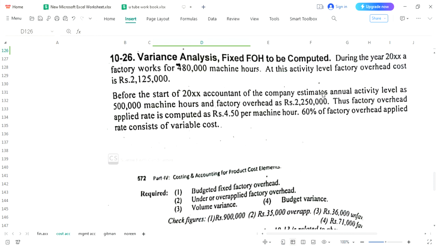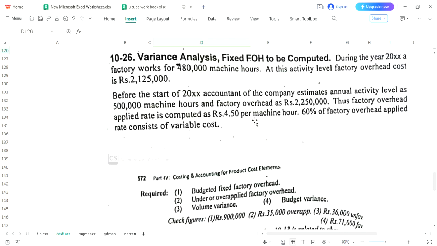The accountant of the company estimates annual capacity level as 5 lakh machine hours. So budgeted or estimated hours we have found out, and factory overhead is 22 lakh 50,000. Factory overhead rate is 4.5. Now you can see that's what we were searching for, the applied FH rate. Thus factory overhead applied rate. This is the rate. Total applied FH rate is already available.